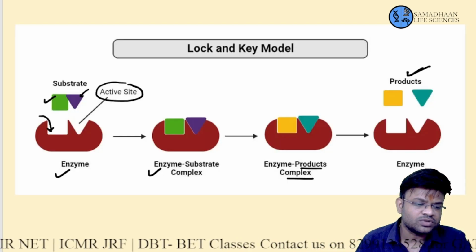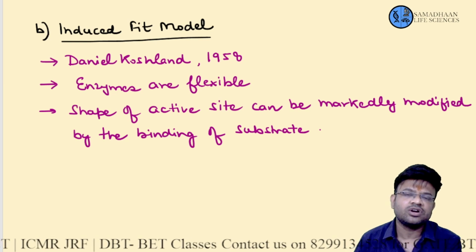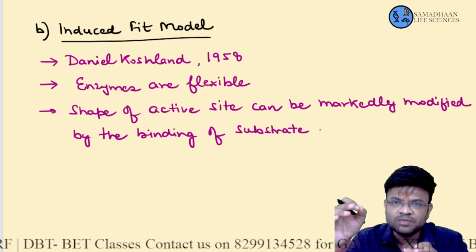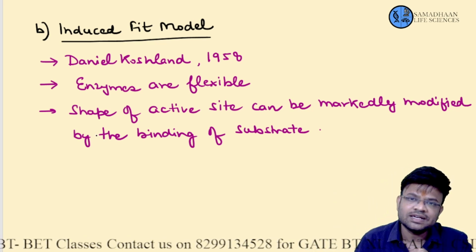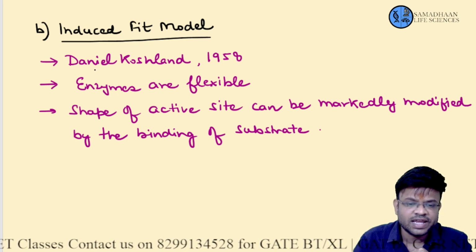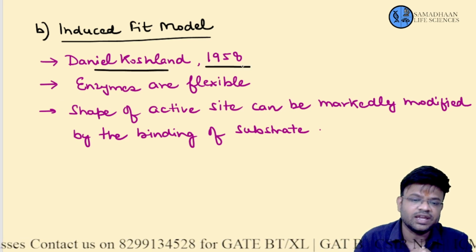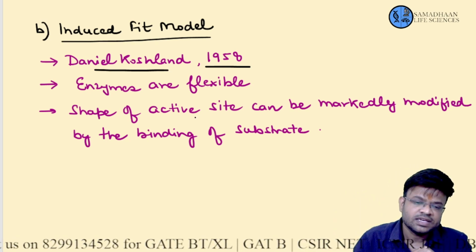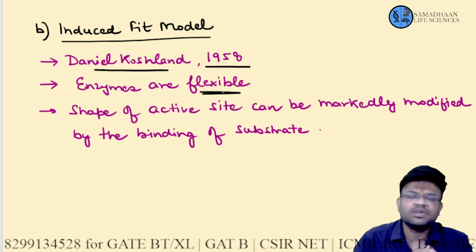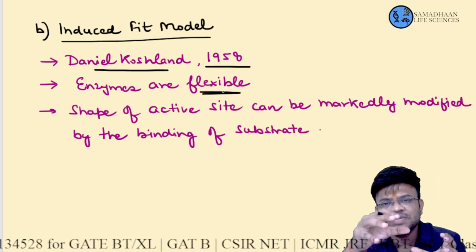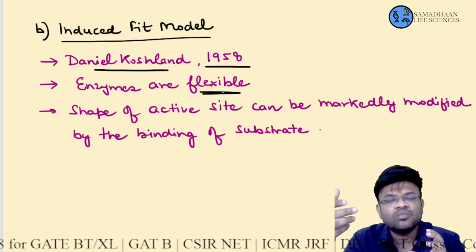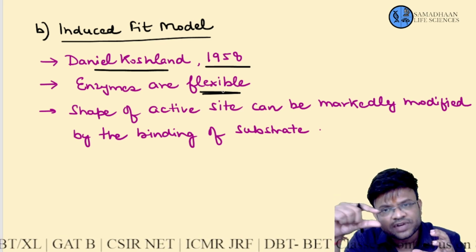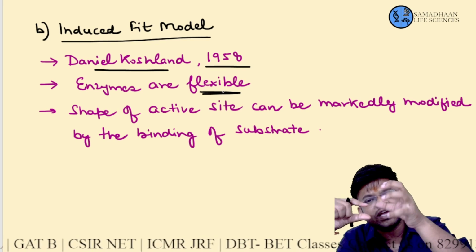Now let us move on to the next model that was given in order to explain the activity of the enzyme. The next model was the induced fit model, as I've already said. The scientist that gave this model was Daniel Koshland in 1958. He said that enzymes are flexible in nature. What do you mean by flexible? It simply means that enzymes can modify their structure. Depending upon the structure of the substrate, the enzyme can modify its structure.